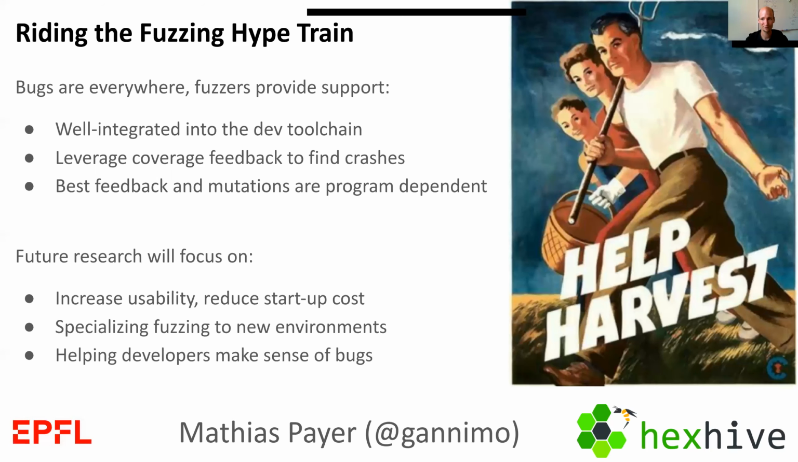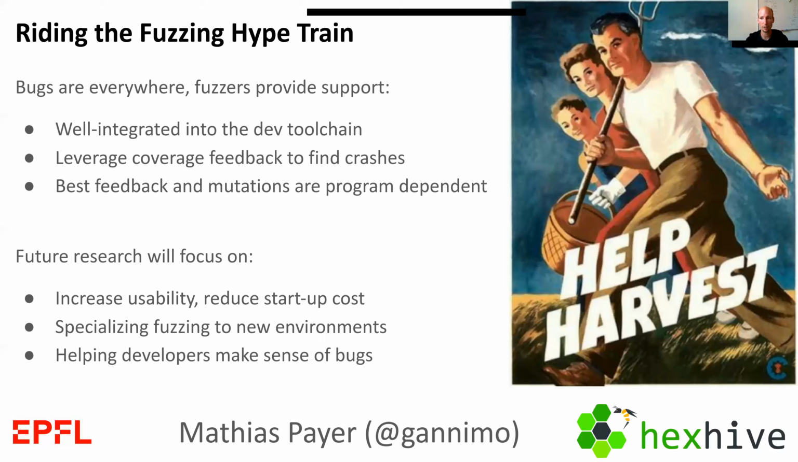Bugs are everywhere. They exist in all the different code. And fuzzers provide some support to help us find these underlying vulnerabilities. They're already well integrated into the developer toolchain and allow us to leverage feedback to find crashes, refining the execution of the programs as they go on. As we are finding more and more, the best feedback and mutations are program dependent. And it will be interesting to see how we can come up with program dependent fuzzing strategies and automatically infer those.